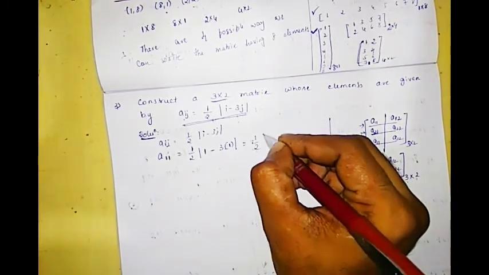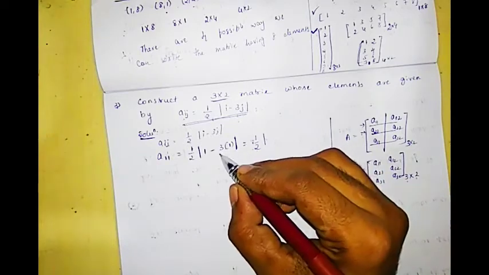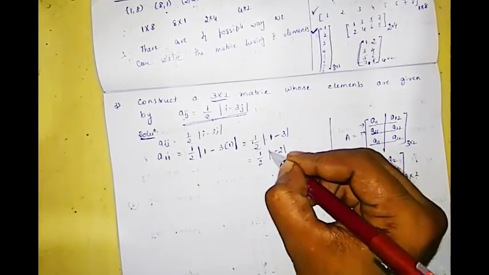Okay, this is half, and this is not a matrix bracket, this is the modulus sign. If there is any negative number inside the modulus, it becomes positive. Let us see here, 1 minus 3 into 1, it is minus 2. The answer is 1 by 2 modulus of minus 2. Since it is a modulus function, it will give plus 2, so 2 by 2 is 1. The final answer is 1. Therefore A11 which we are getting is 1 from this formula.